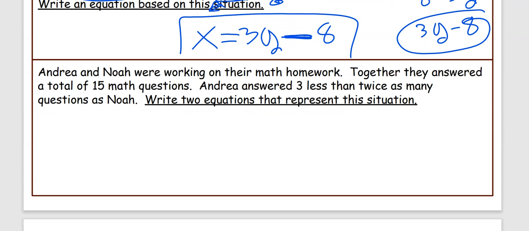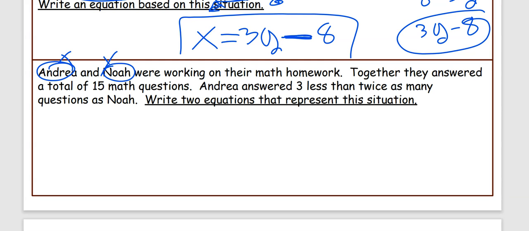Andrea and Noah were working on their math homework. Together they answered a total of 15 math questions. Andrea answered 3 less than twice as many questions as Noah. Write 2 equations that represent the situation. So we know we're doing systems, we need to have 2 things that are being measured. In this story, what 2 things are being measured? Andrea and Noah. So we'll just go X and Y.